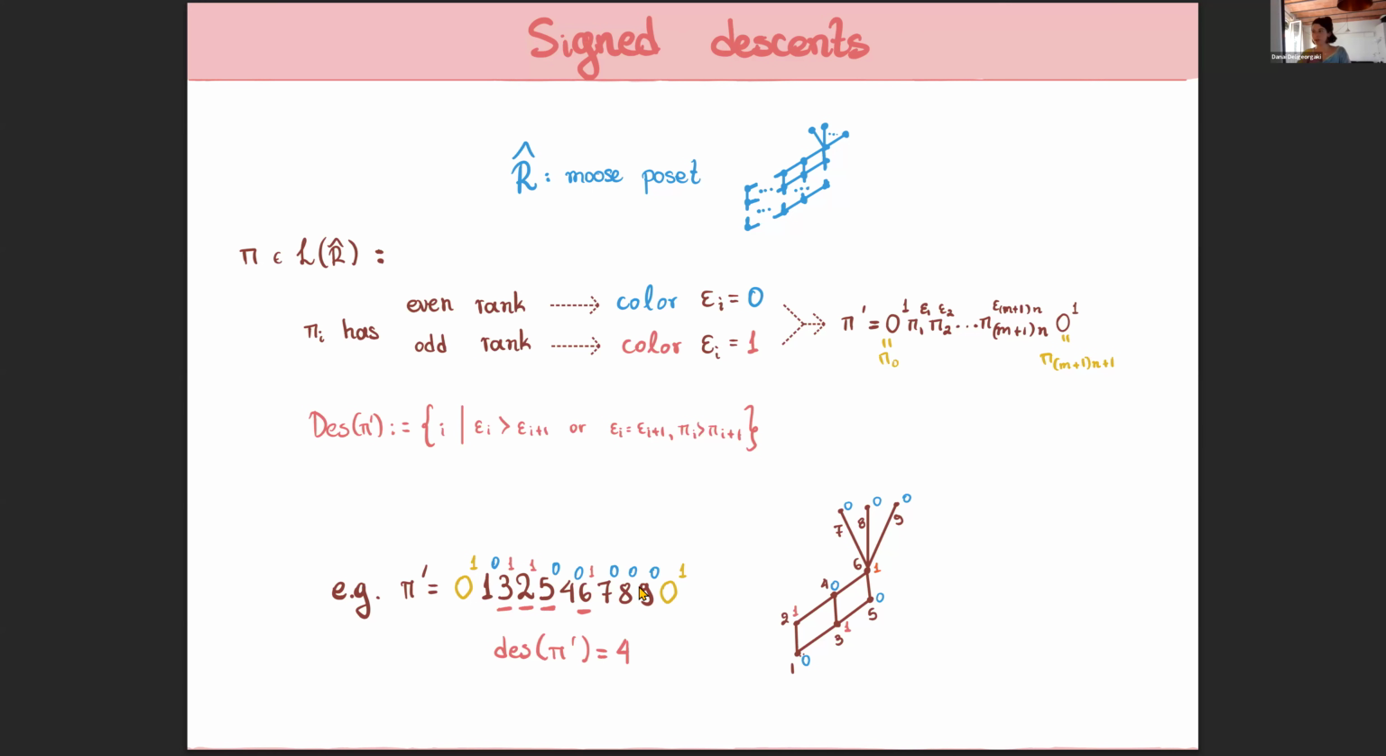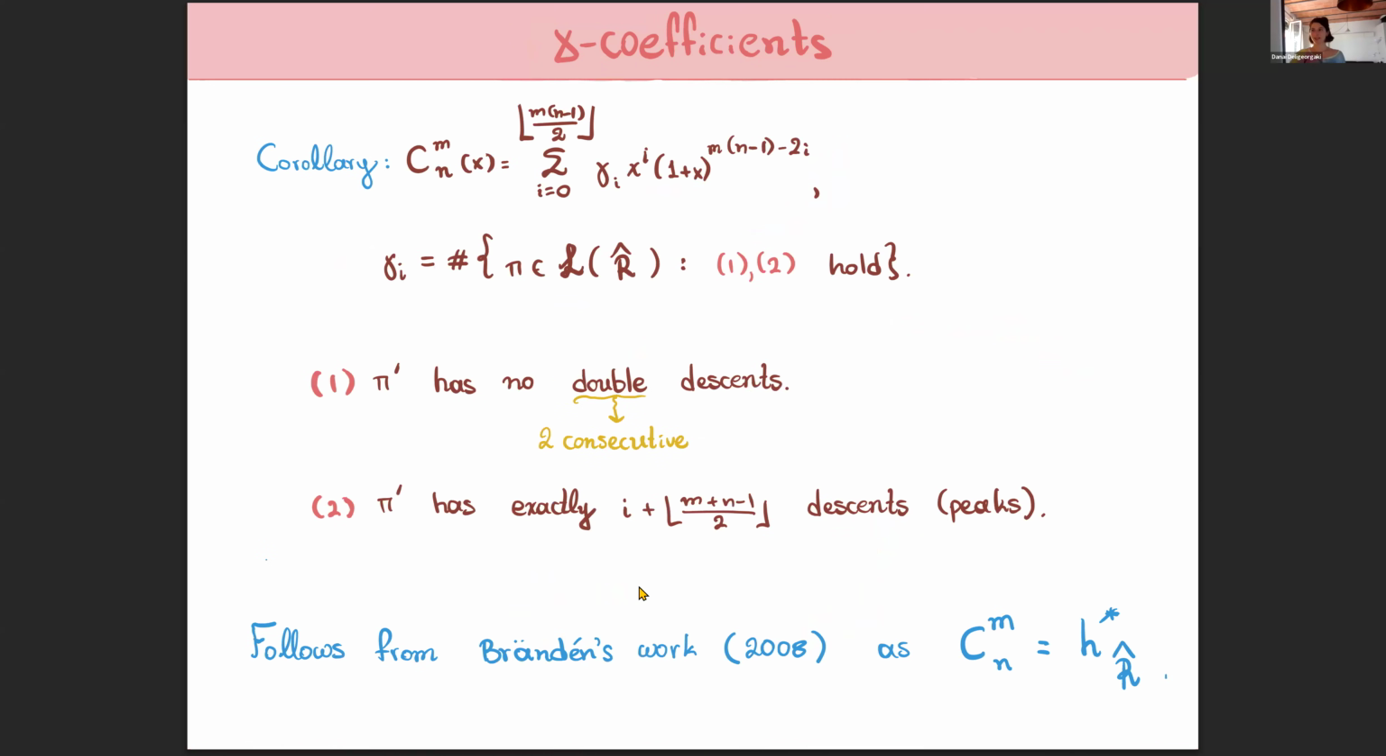So I have a permutation that is a linear extension of this extended poset, and I'm gonna translate it into this pi prime that is gonna have also signs, and think about descents there in this way that I defined. Great. So that takes us to our conclusion about what the gamma coefficients would be.